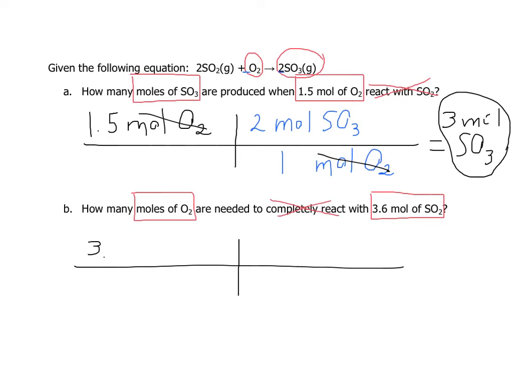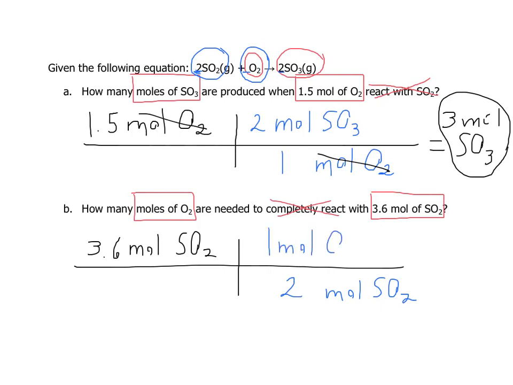We've got 3.6 moles of SO2. Goes in our given up in the left. And then because moles of SO2 is on the top, we are also going to put that same unit down here on the bottom. And now we're going to go back up to our problem, and we're going to be looking at the ratio between SO2 and O2. So I have 2 moles of SO2 because there's a coefficient of 2 up there, and that is equal to 1 mole of O2. And again, I got that from the coefficient in front of the O2.